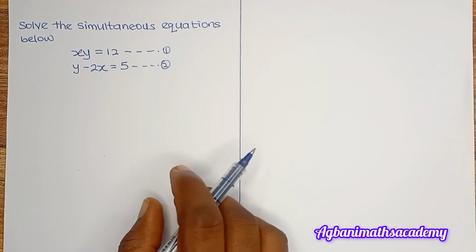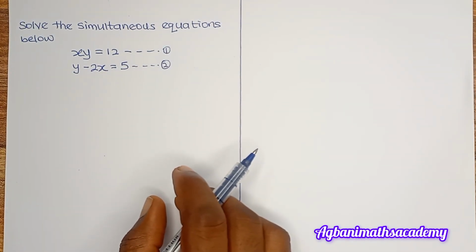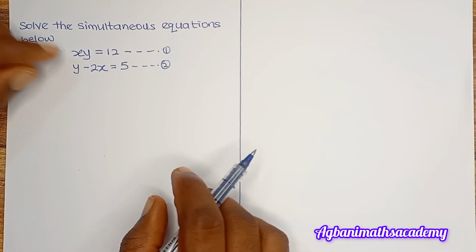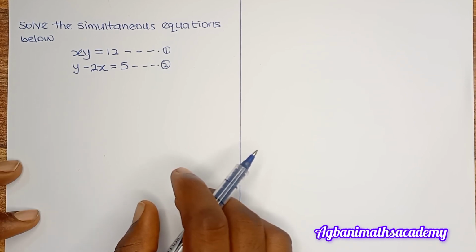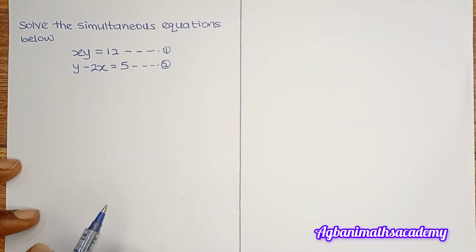So there are different ways of solving simultaneous equations. We have the elimination method and the substitution method. But in this particular question, it will not be possible for us to solve using the elimination method because in equation 1, x and y are multiplying each other. If they were adding or subtracting, then we would have used the elimination method. But here we are going to use the substitution method.